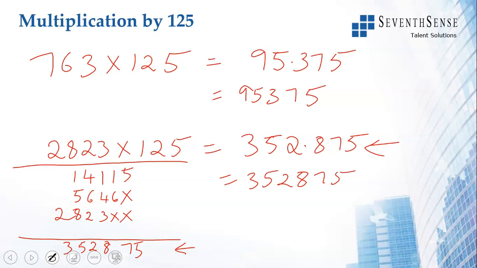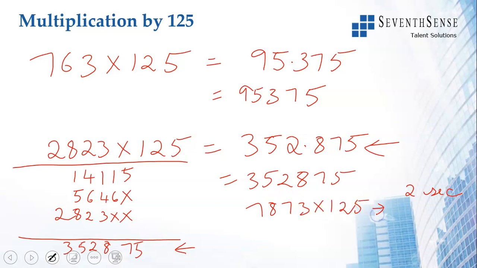So in this video we saw how multiplication can be done faster if the number is to be multiplied by 5. If it is to be multiplied by 5, you divide a number by 2 and multiply by 10. If it is to be multiplied by 25, you divide the number by 4 and multiply by 100. If it is to be multiplied by 125, you divide the number by 8 and multiply by 1000, and the answer can be gotten in 2 seconds.